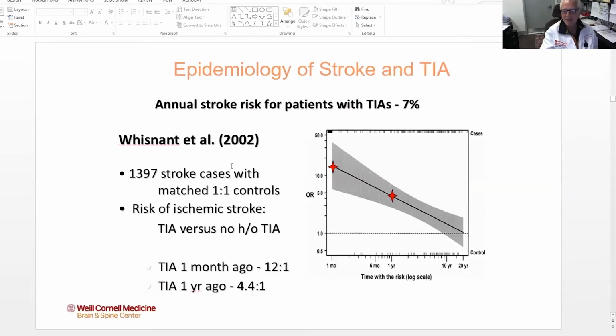If a person has had a TIA, when you see them in the emergency room, they're going to ask you, well, what's my risk for having a stroke within the next month or within the next year, on average. And you can see here that once a person has had a TIA or a minor stroke, the first month, their risk ratio goes up 12-1, and over a year, 4-1. And on average, the annual stroke rate for a person that's had a TIA is about 7% per year.